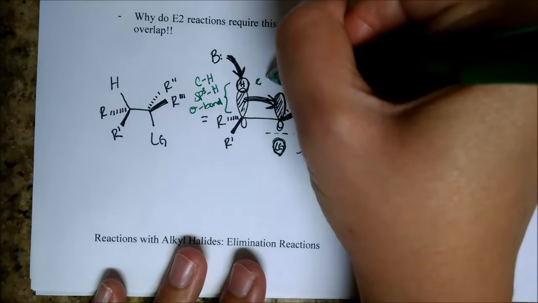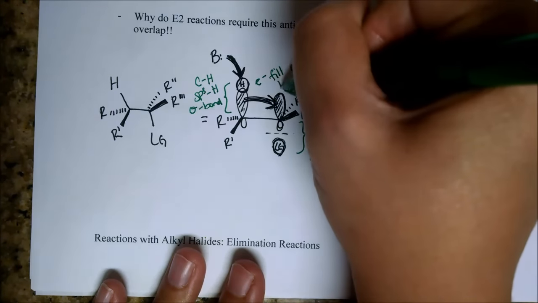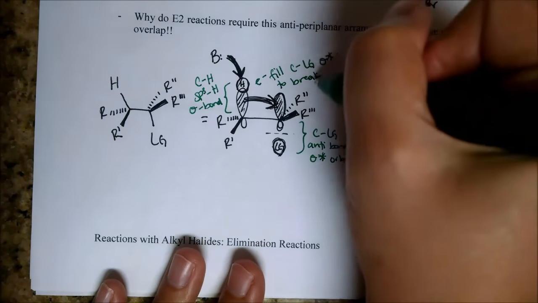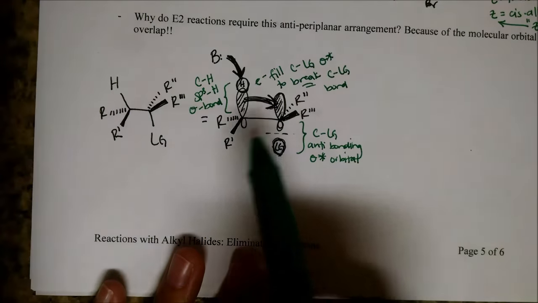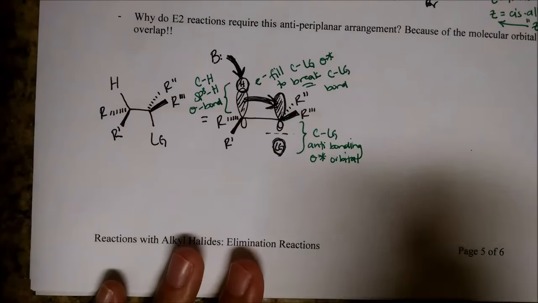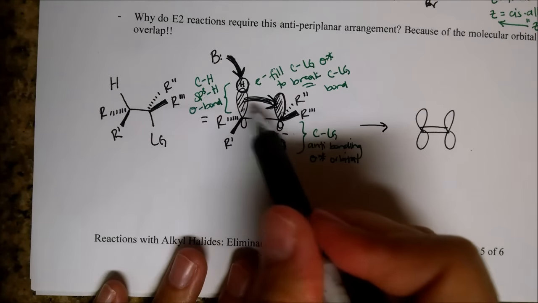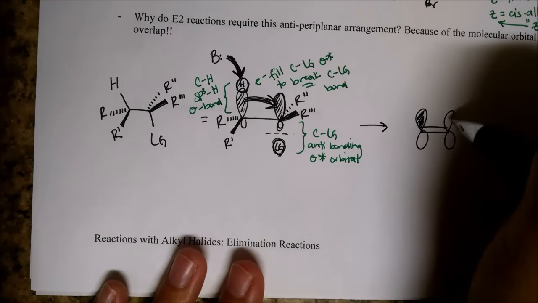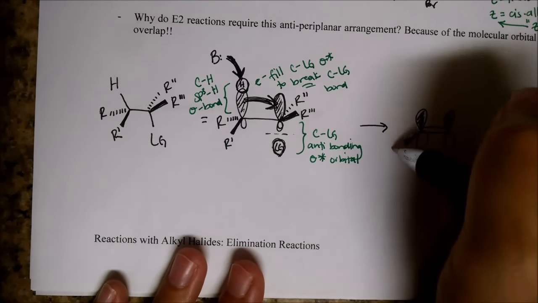So these electrons fill the C leaving group sigma star to break that C leaving group bond. This is why we have to have this anti-periplanar arrangement, because only then are the CH electrons in the right orientation to be able to go and fill the antibonding orbital of the C leaving group. And so now, once we form our double bond, we fold these electrons over to go and form the double bond. And so that is how we have our alkene.